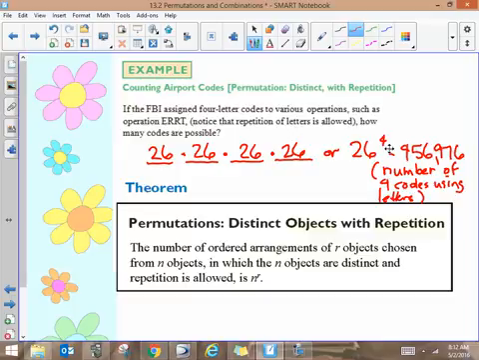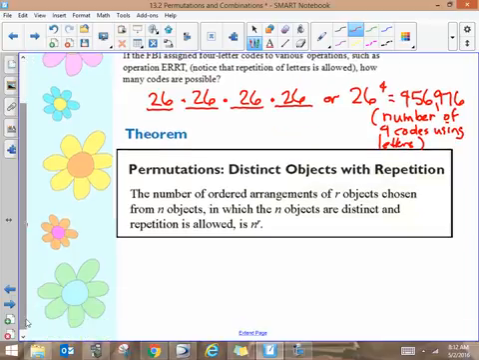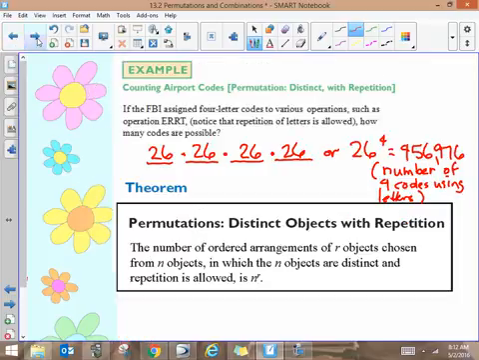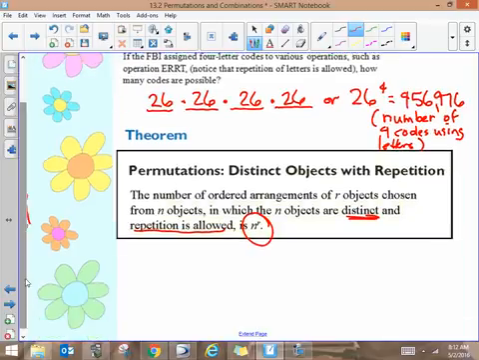Here is a little shortcut if you like it. Again, this is a permutation, which is just a number of things that we're finding here: distinct objects with repetition. The number of ordered arrangements of r objects chosen from n objects, in which the n objects are distinct, different, and repetition is allowed, is n to the r. n is the 26, r is 4. We did it this way in 13.1. This is a little shortcut.